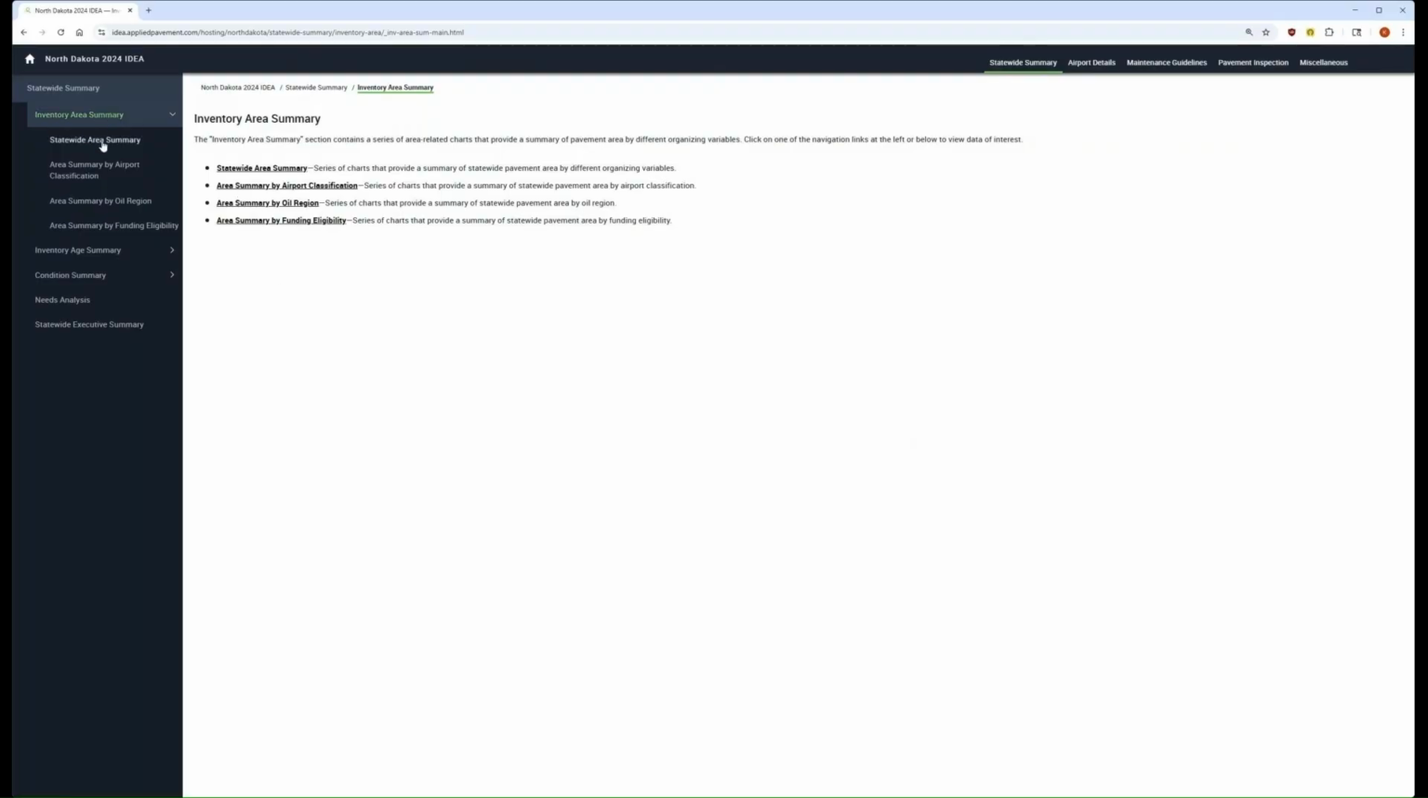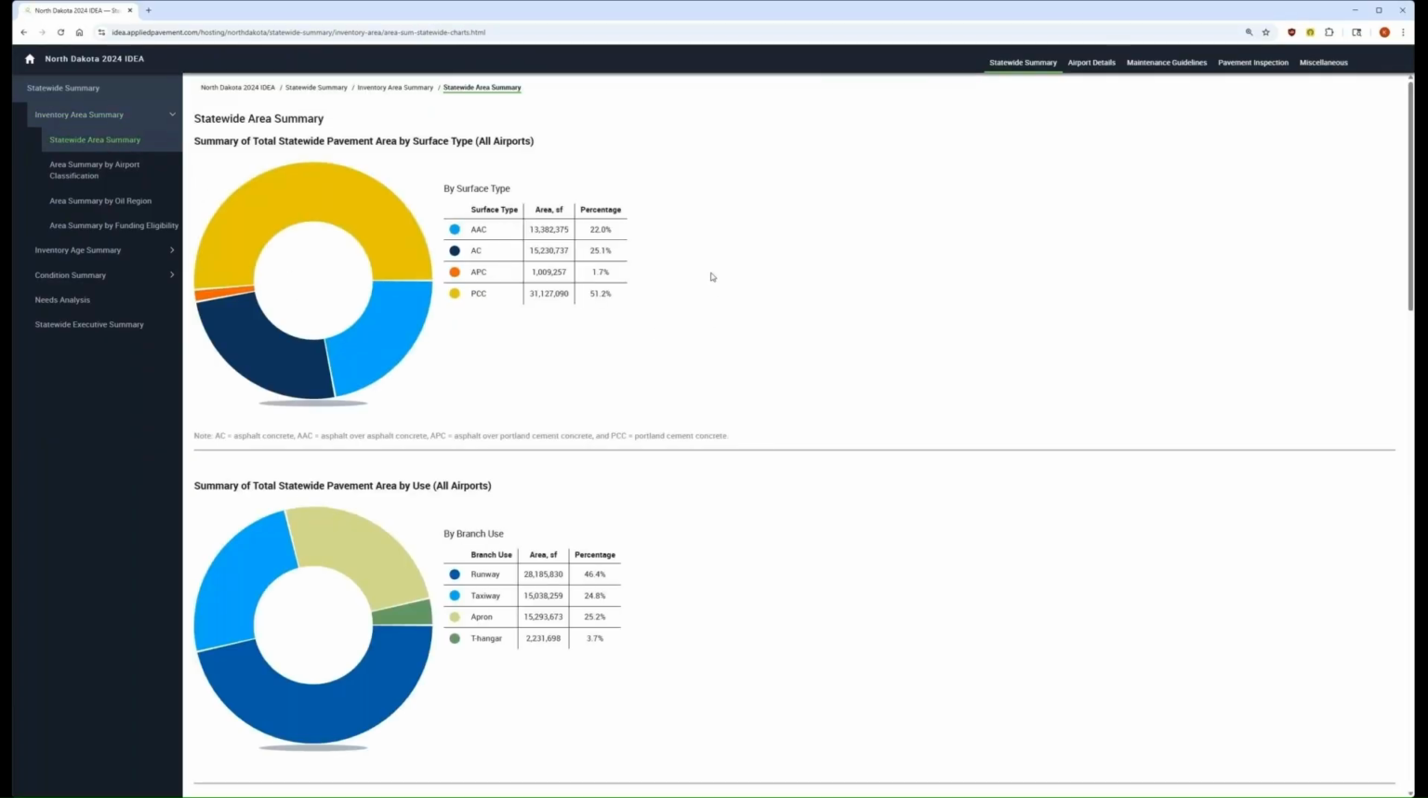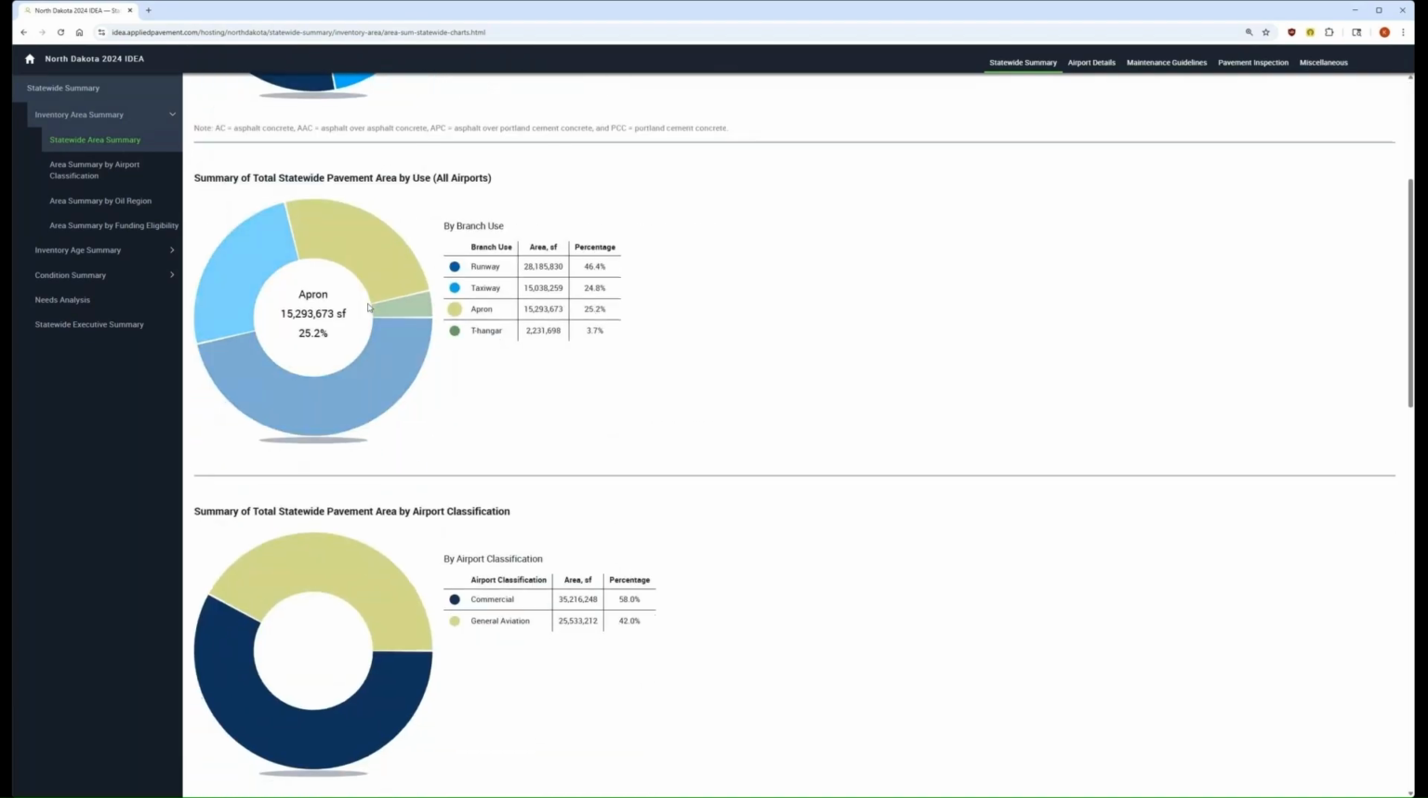In this instance, I've selected area, so I'm interested in looking at statewide area summary information. Very similar, all three components, the age, area, and condition summaries provide similar types of information, or at least graphical representations of information. You'll notice this is an interactive tool. Hovering over this first chart shows the amount of square footage of the entire system based on surface type. You can see hovering over this portion, Portland cement concrete pavement actually comprises more than half of the pavements in the system.